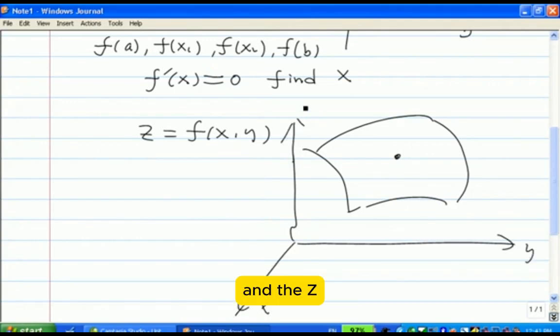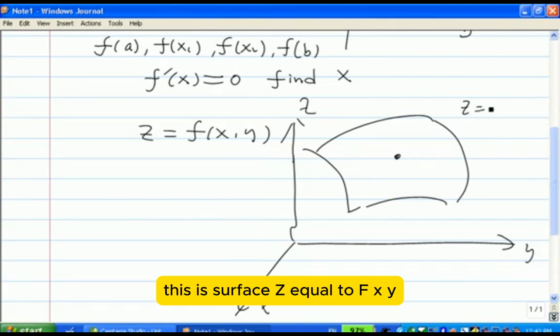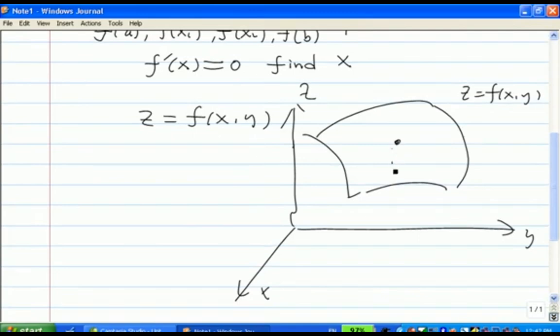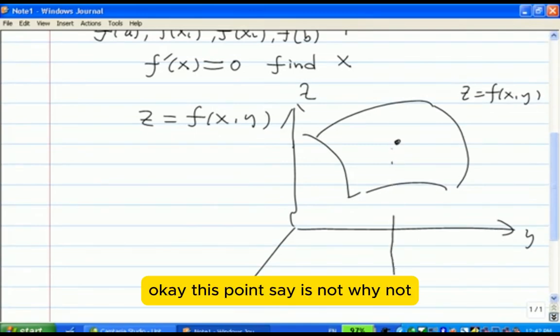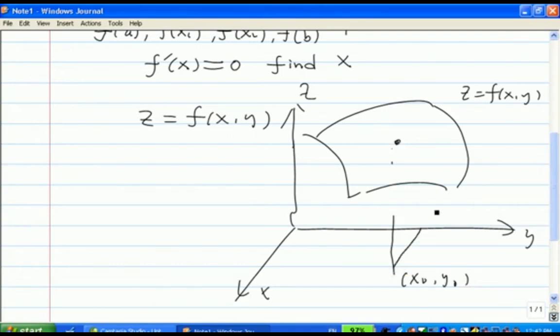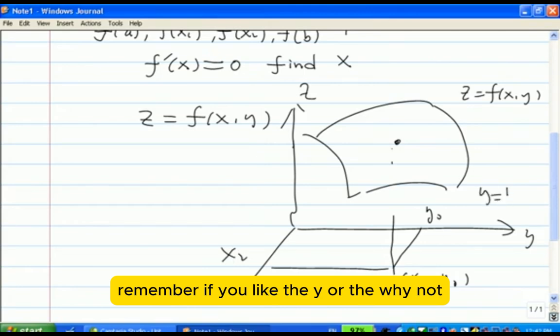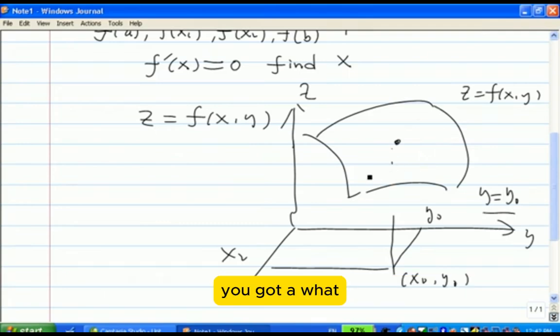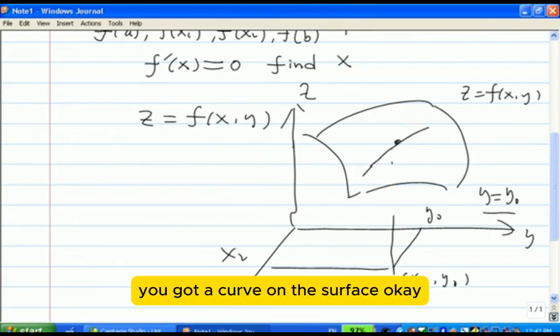Here are x, y, and z. This is the surface z equal to f(x,y). This point, say (x0, y0), is a local maximum. Here is y0, here is x0. Remember, if you let y equal to y0, which is a plane, going up and intersecting your surface, you get a curve on the surface.